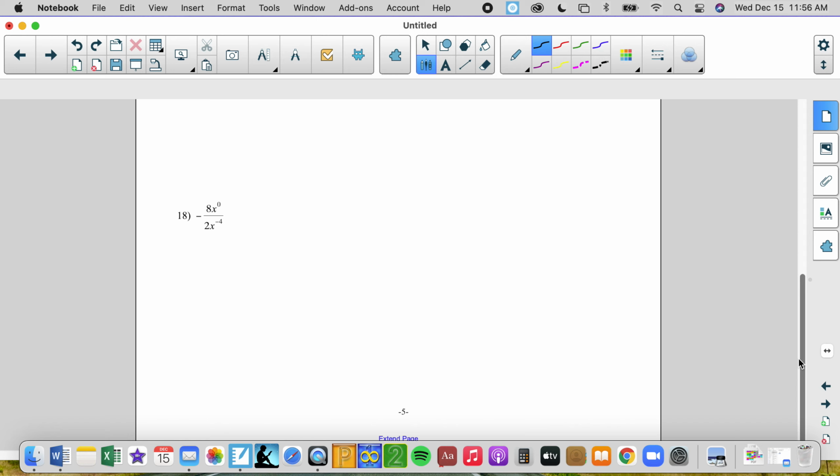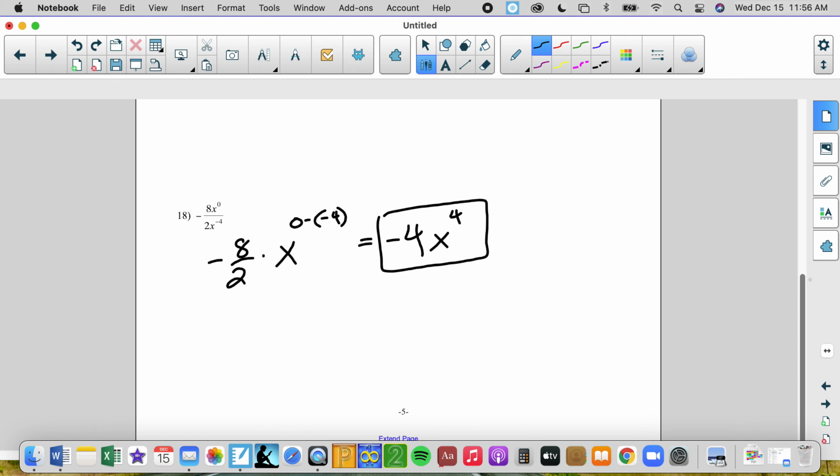Number 18. So we have -8 over 2, and then we have x to the 0 minus, that's dividing, the denominator exponent, -4. -8 over 2 can be reduced to -4. And that becomes x to the positive 4. 0 minus -4 is 0 plus 4. That's why we ended up with that.